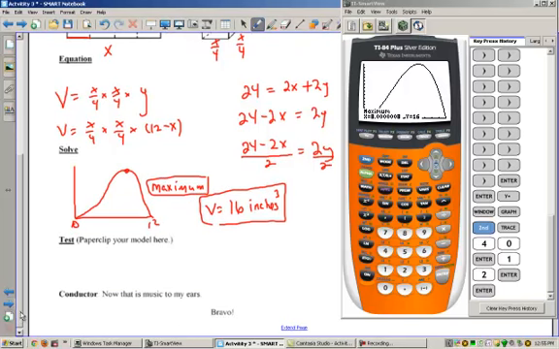Right, my testing part, you paperclip your model here, and conductor says, now that is music to my ears, bravo, and we're done.